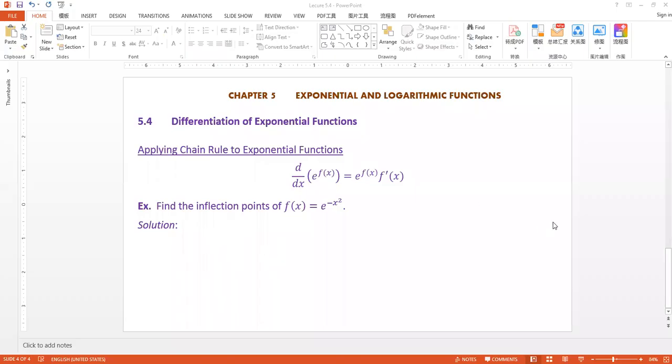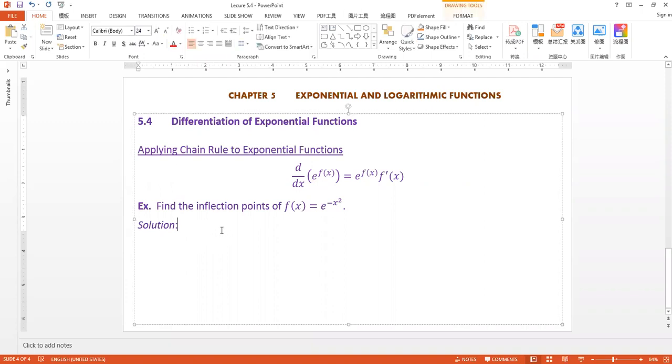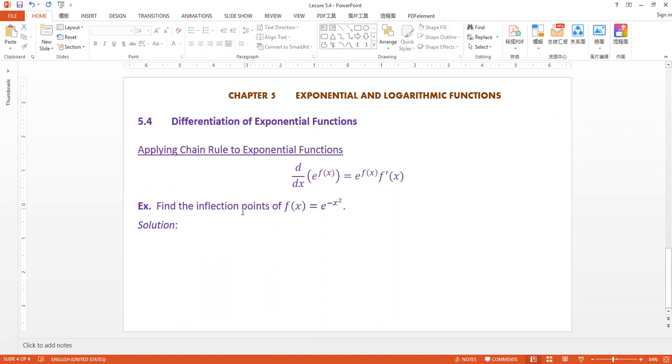Hello, I'm going to work on the second example in the section, work it through. This example is to find the inflection points of the function f equals e to the negative x squared. We need to find the inflection points.